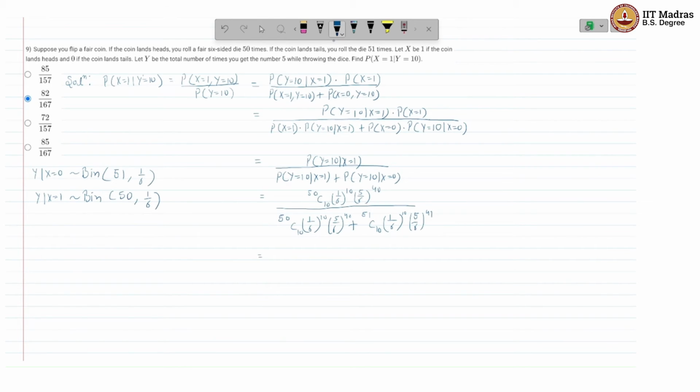On further simplification, we get 50C10 divided by 50C10 plus 51C10 into 5 by 6. And on further simplification, we get the required answer, which is 82 by 167.